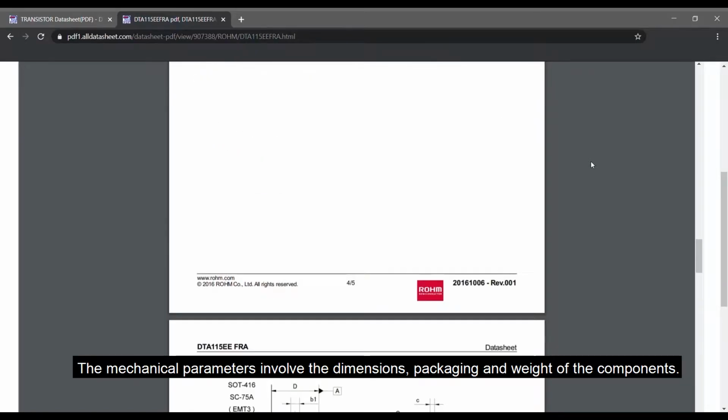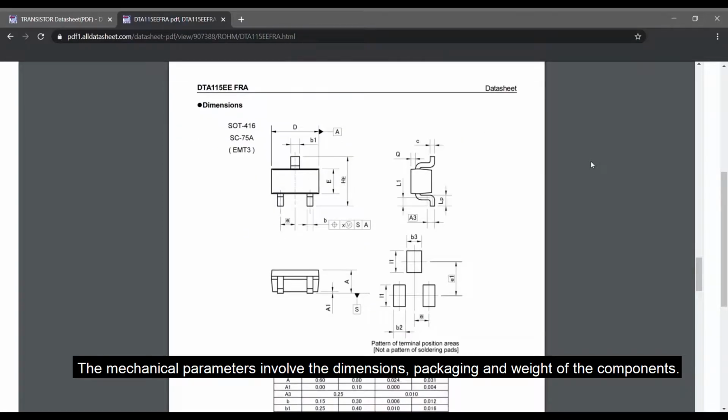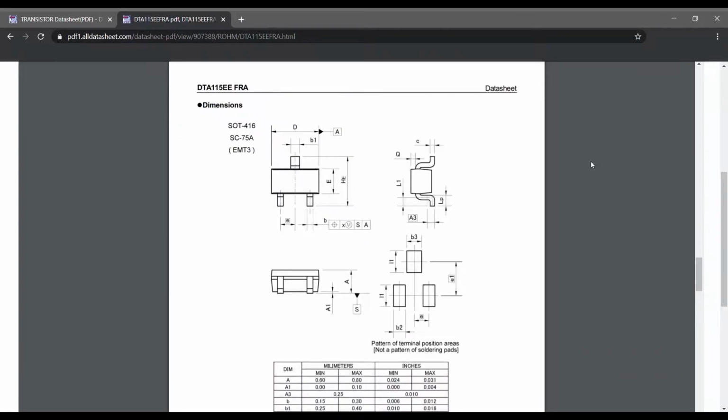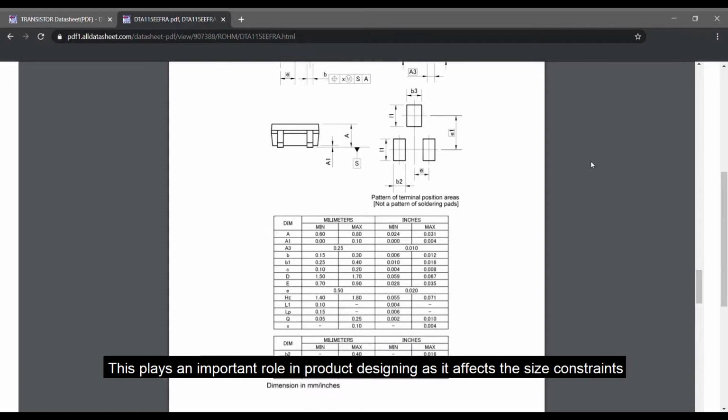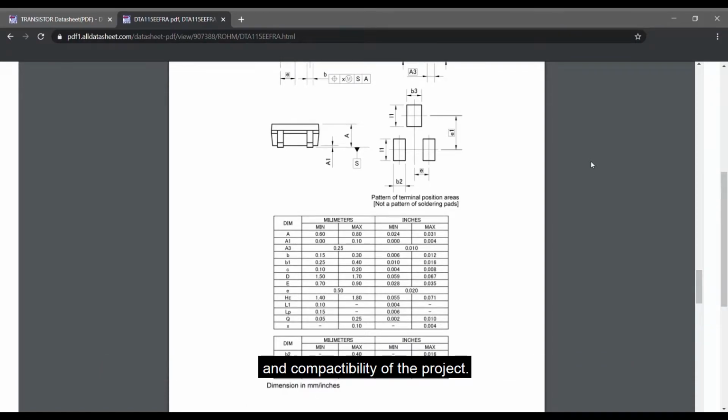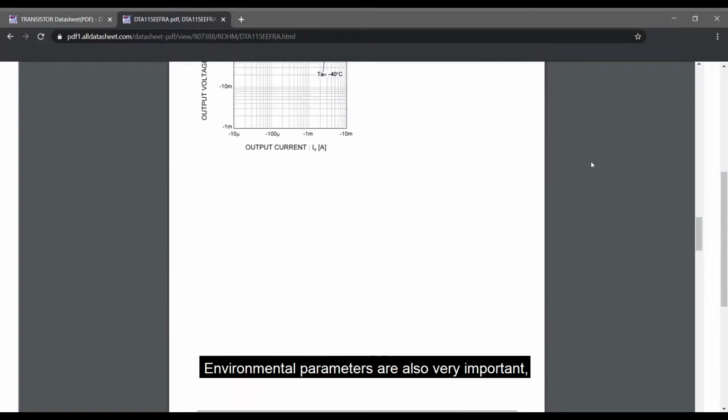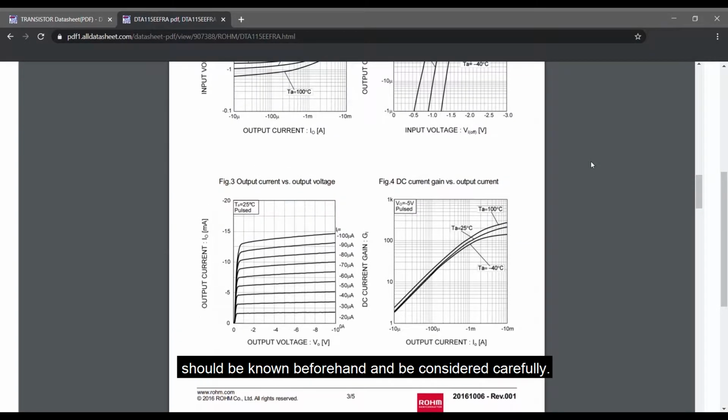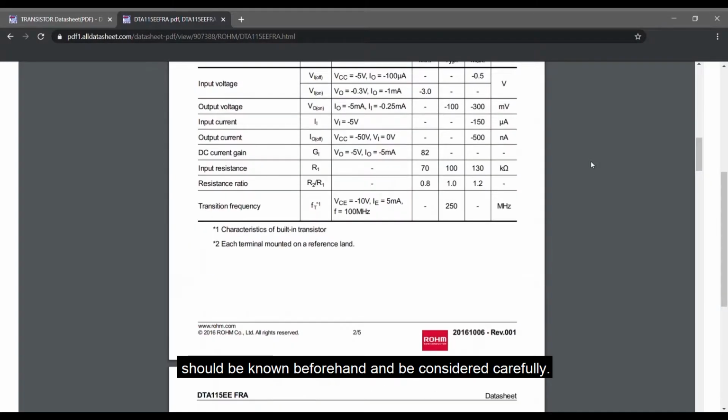The mechanical parameters involve the dimensions, packaging, and weight of the components. This plays an important role in product designing as it affects the size constraints and compactness of the project. Environmental parameters are also very important, should be known beforehand and be considered carefully.